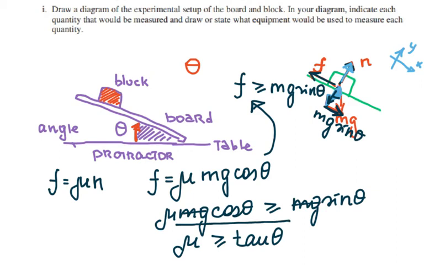So all I have to do is to figure out the angle at which my block is going to be sliding and take the tangent of that angle. So the only measurement I have to do for finding the coefficient of friction is the angle. I don't need the mass, because the coefficient of friction does not depend on the mass or acceleration due to gravity. It only depends on the two surfaces that are in contact.